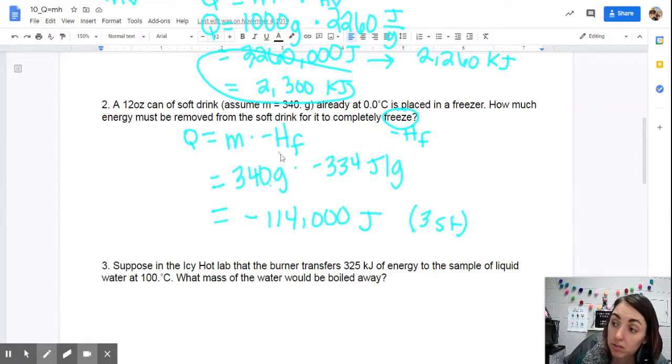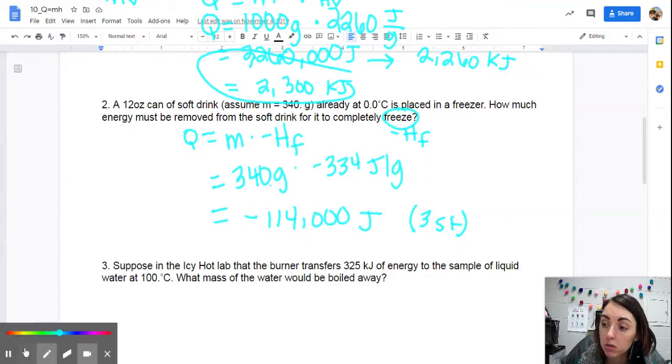Same equation, Q equals mH. But now we're going to plug in our 340 grams of mass times our negative 334 joules for every gram. I rounded my answer to 3 sig figs right away, 114,000 joules. So again, hopefully these ones feel a little easier than Q equals MC delta T, with only 3 variables to worry about. The hardest part is just deciding which H do I use and what sign do I make it.